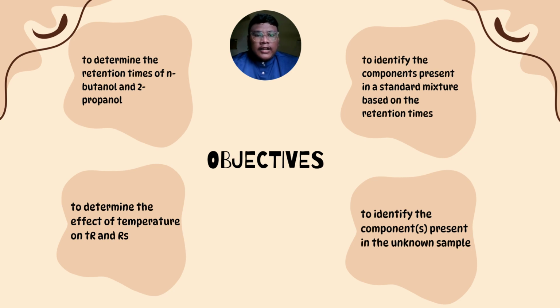The objectives of gas chromatography are, first, to determine the retention times of N-butanol and 2-propanol. Second, to identify the components present in a standard mixture based on the retention times. Third, to determine the effect of temperature on TR and RS. Fourth, to identify the component present in the unknown sample.